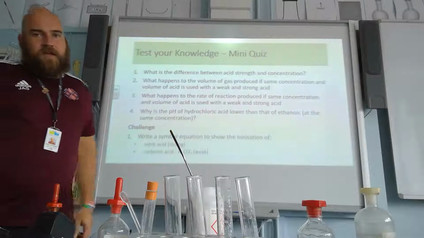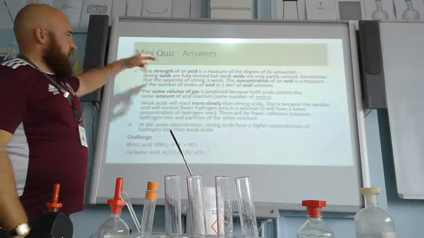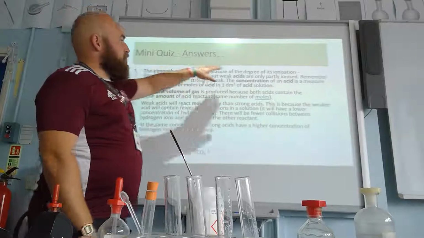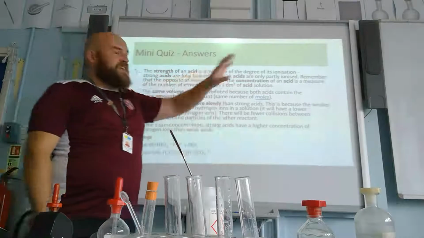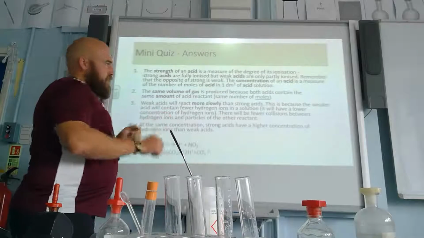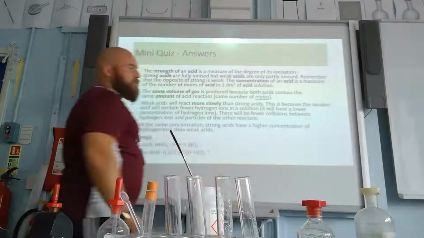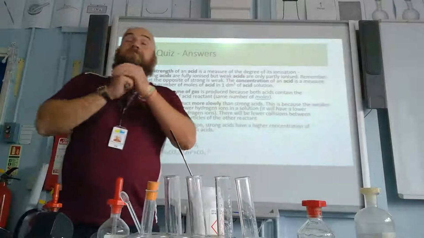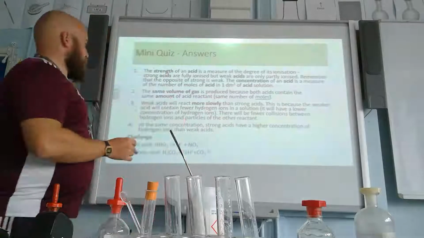So, acid strength versus concentration. The strength of an acid is a measure of the degree of its ionization. Strong acids are fully ionized, weak acids partially ionized. Concentration is the measure of the number of moles of acid in a litre of solution, or how much mass of the solid acid is dissolved in a litre of water.